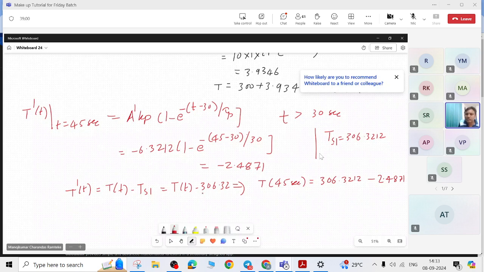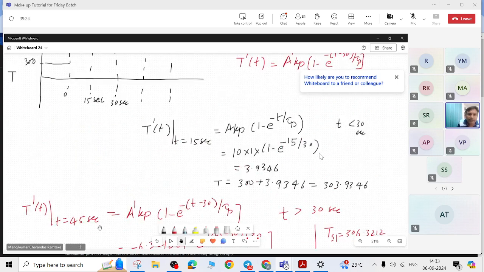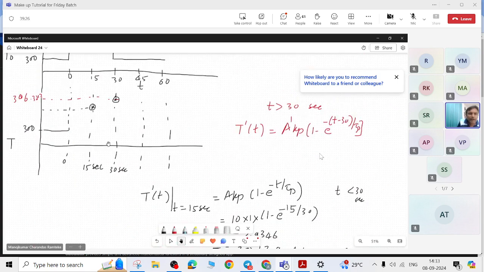So that will give you T at 45 second. This 306 will be coming on the right hand side. So that will become 306.3212 minus 2.4871. So what we are expected to get? Anyone tell me the value? 303.834 Kelvin. So now this we can identify, 303.83.